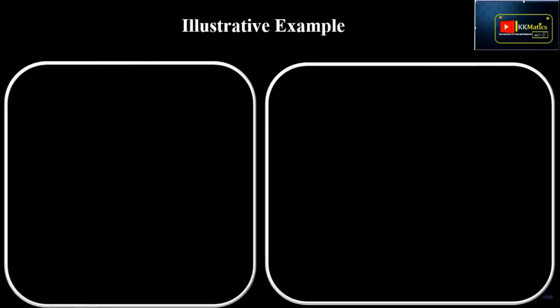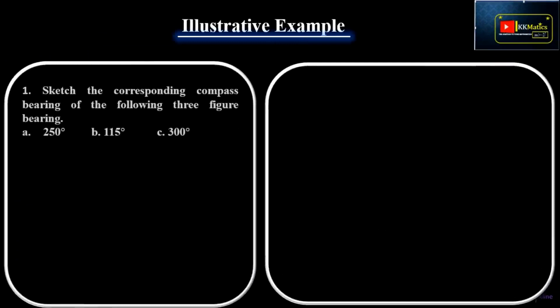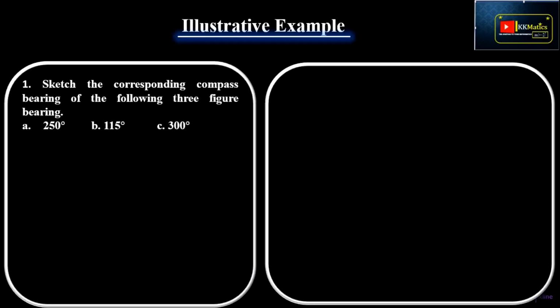Illustrative example here. It's important that we solve this question before moving to the subtopic. The first question goes this way. Sketch the corresponding compass bearing of the following three figure bearings: A is 250 degrees, B is 115 degrees, and C is 300 degrees.